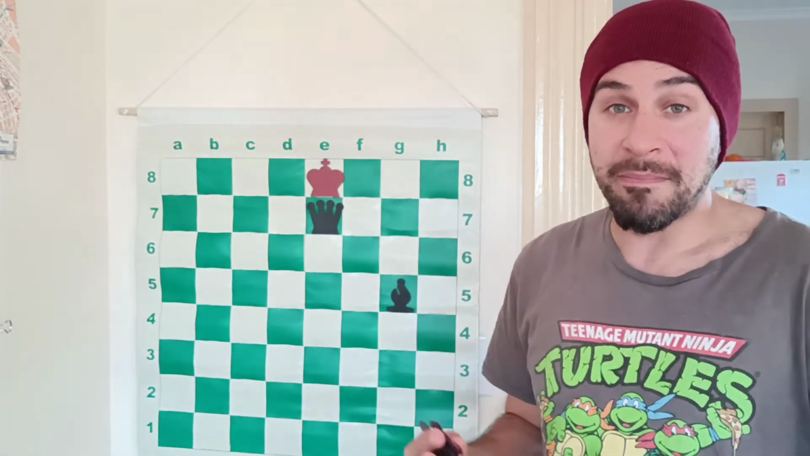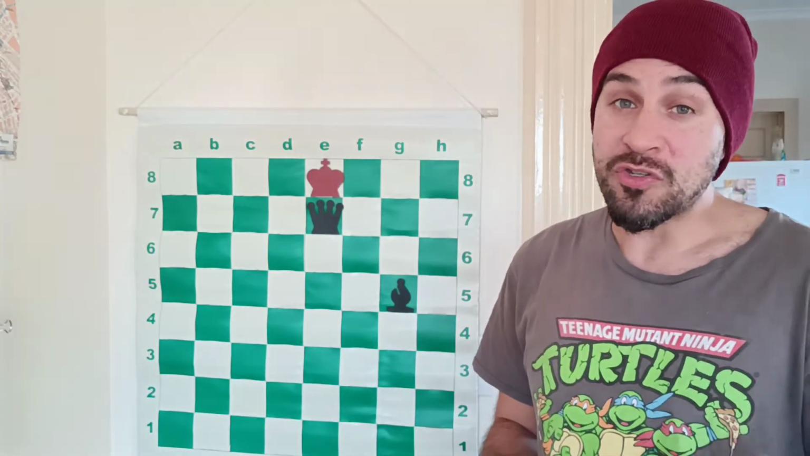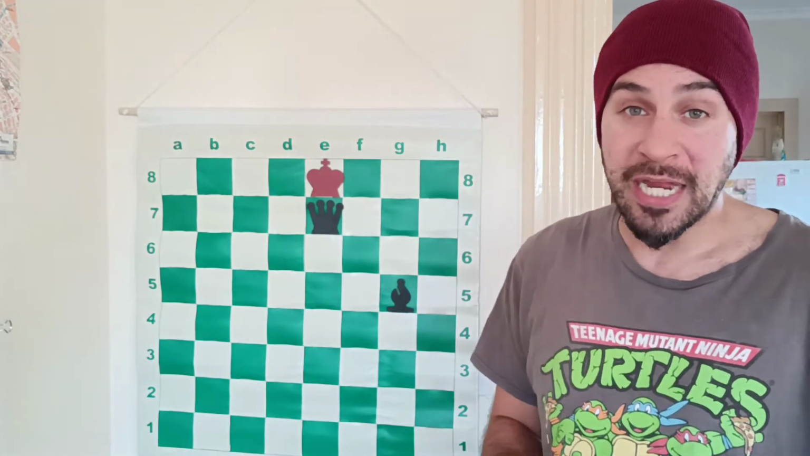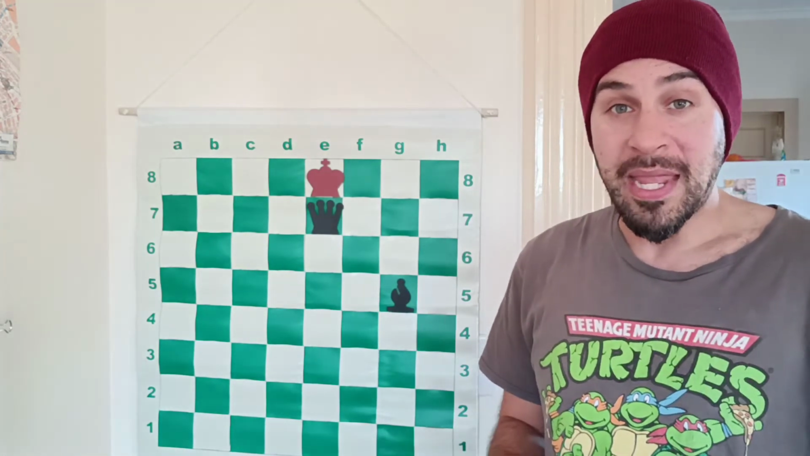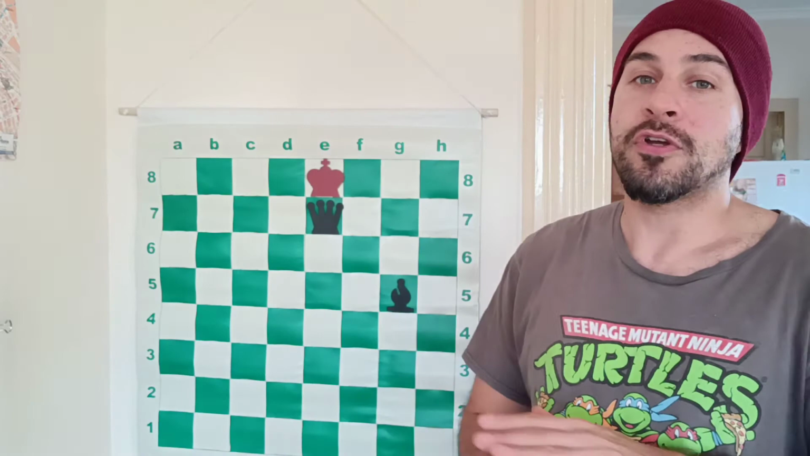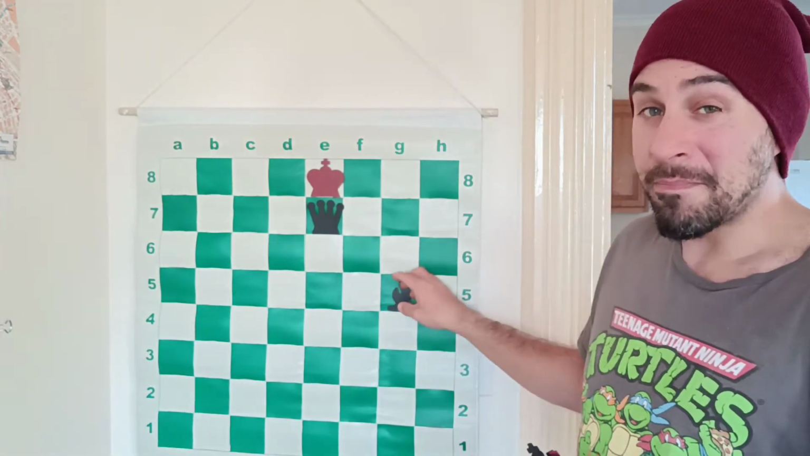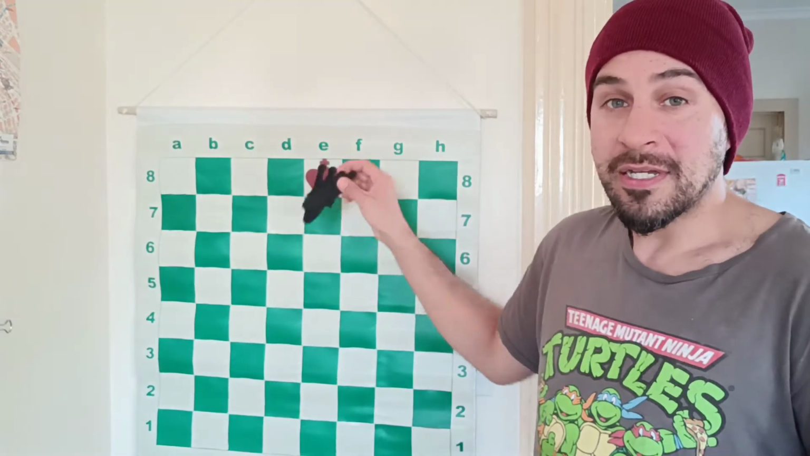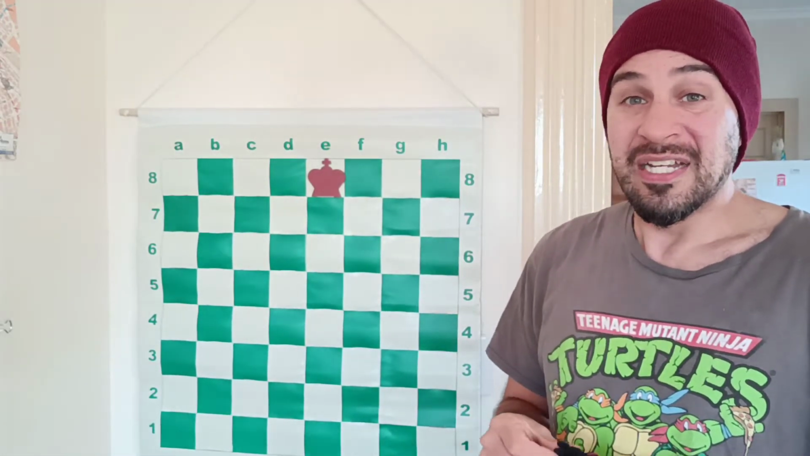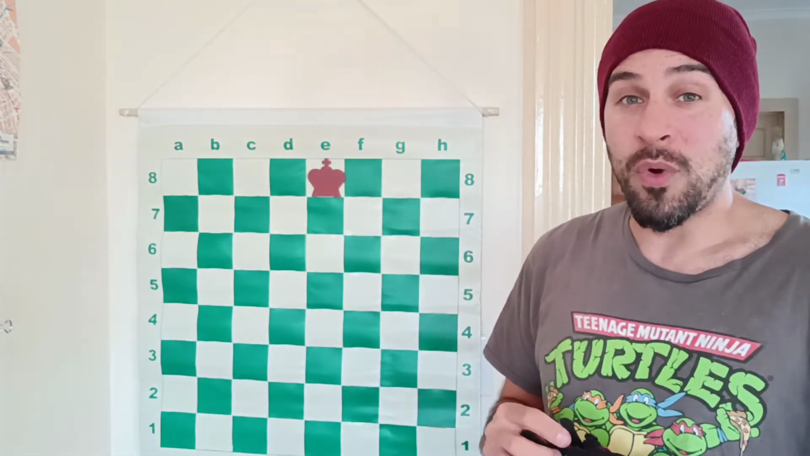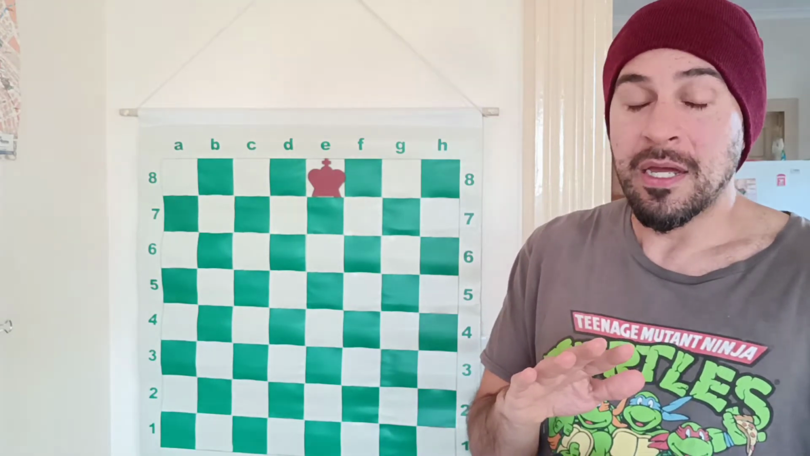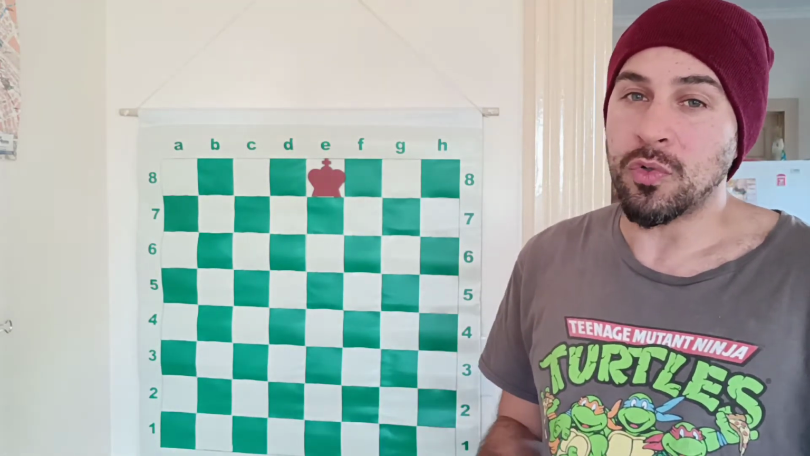Those are the main differences between check and checkmate. Check means you still have a way to get out of danger. Checkmate means the game is over. There's nothing left you can do to get out of danger. Stalemate, on the other hand, is something a little bit different. A stalemate is when you are not in check, but there's nothing that you can do.